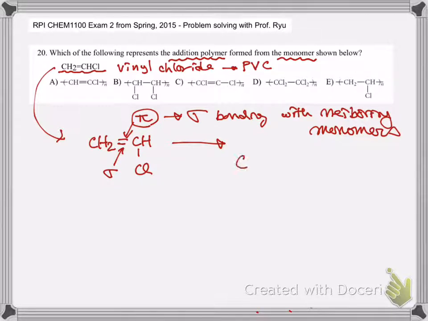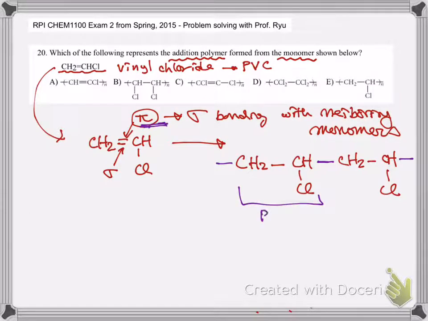So what is going to happen is CH2, you keep your sigma bond, CH with the Cl, and the pi bond that you have will be used to form the bond with your neighbors, a neighboring monomer. Once again, it's a CH2 CHCl, and they're going to continue to do it. So if you understand this, the pi bond becomes a sigma bond. This is what we call the repeating unit.